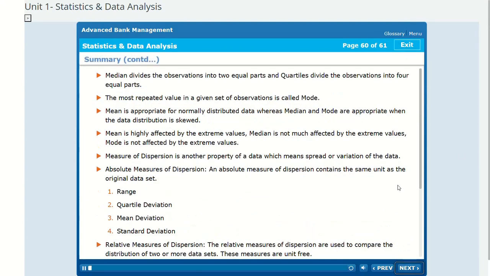Summary continued. Median divides the observations into 2 equal parts and quartiles divide the observations into 4 equal parts. The most repeated value in a given set of observations is called mode. Mean is appropriate for normally distributed data, whereas median and mode are appropriate when the data distribution is skewed. Mean is highly affected by the extreme values, median is not much affected by the extreme values, mode is not affected by the extreme values.